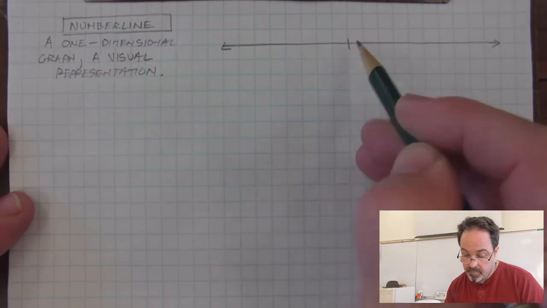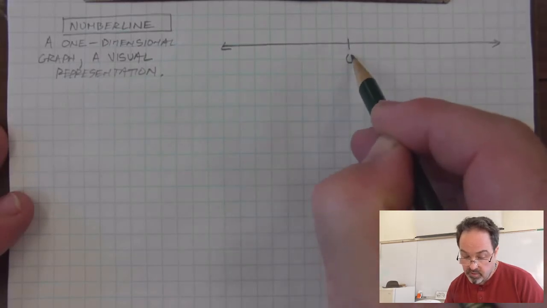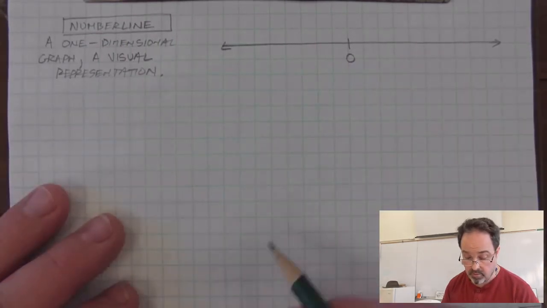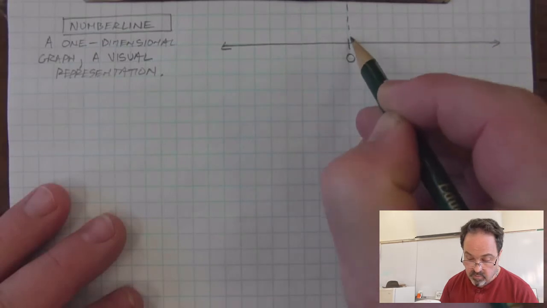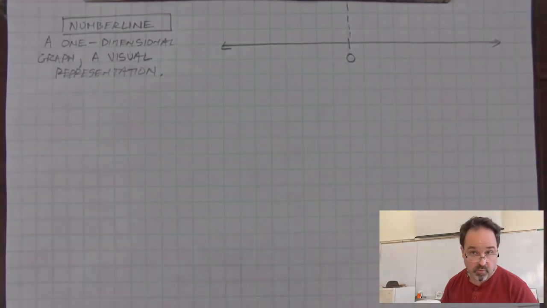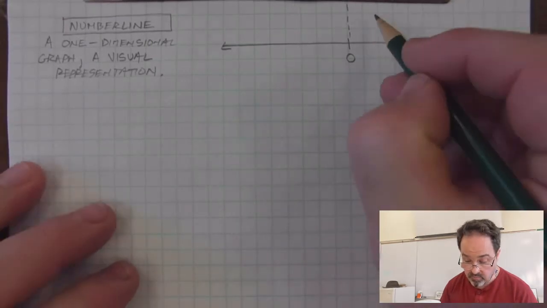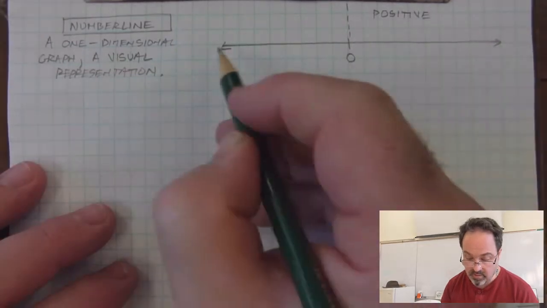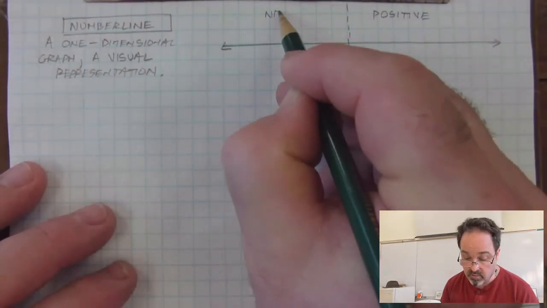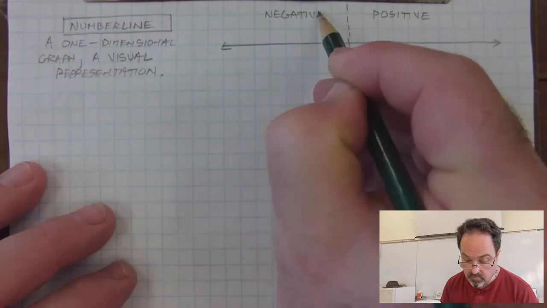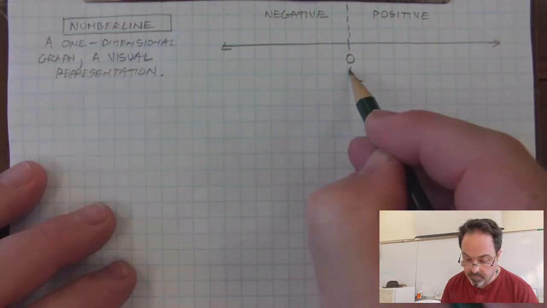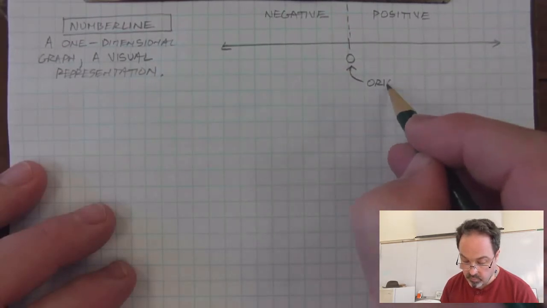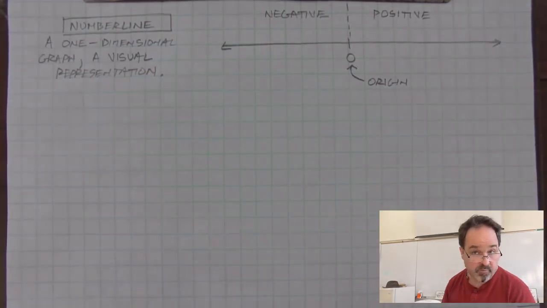In a number line, we have a place that we mark as the origin and put the number 0. This separates the number line into two areas. To the right of 0, we have positive numbers. And to the left of the origin, we have negative numbers. This location of 0 we call the origin. It's a reference point.